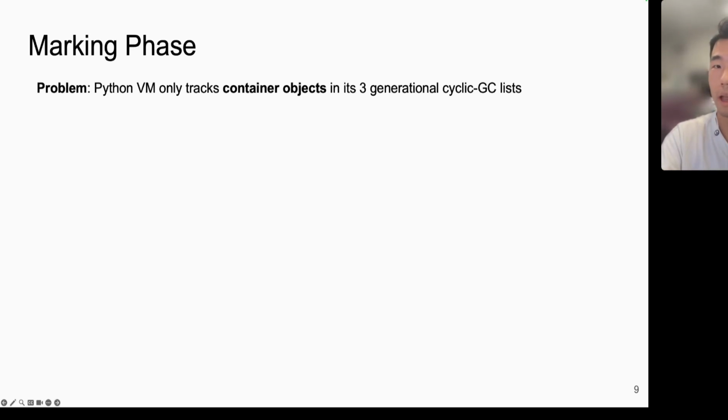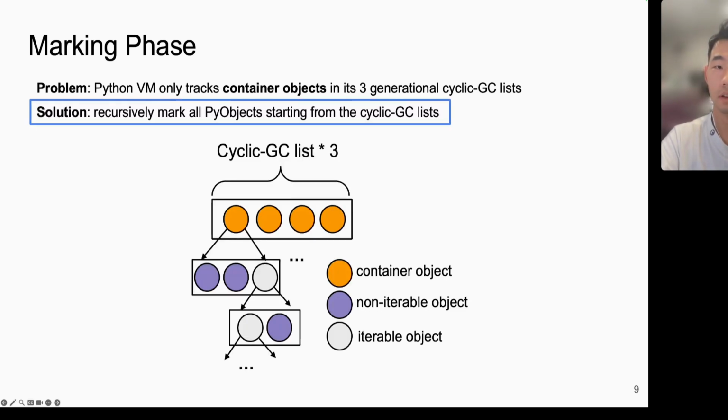So to start with, MTP needs to have the full scope of all interested PyObjects. The internal Python virtual machine does maintain 3 generational GC lists to detect cyclic references, which we call cyclic GC lists. Unfortunately, these lists only track container objects, for example, list, tuple, or dict. If we only sample their hotness, a large number of objects will be skipped. So we perform a marking phase to obtain all Python objects.